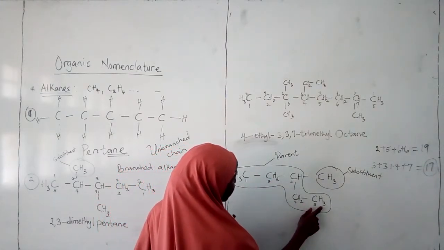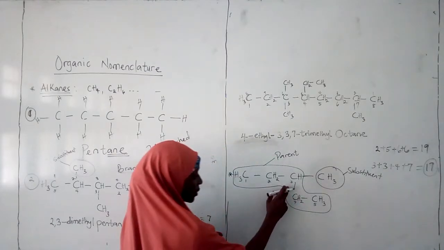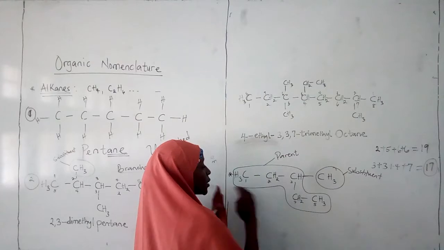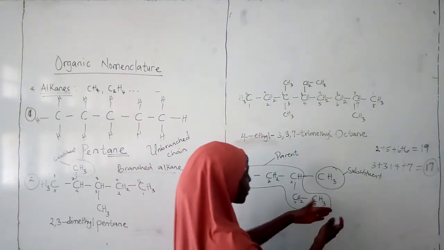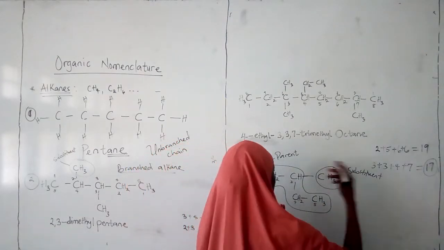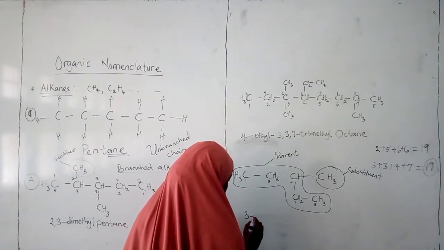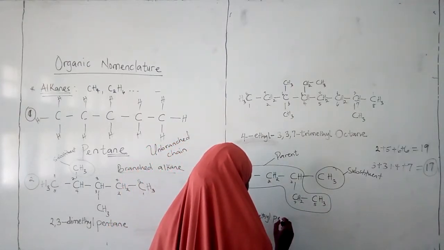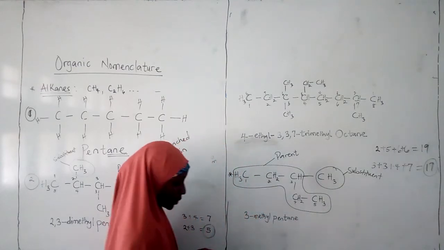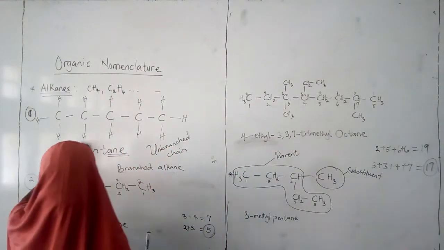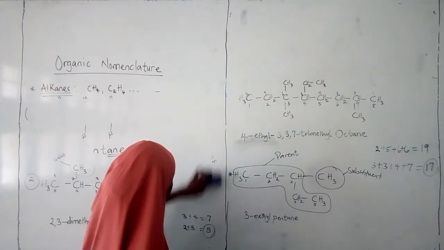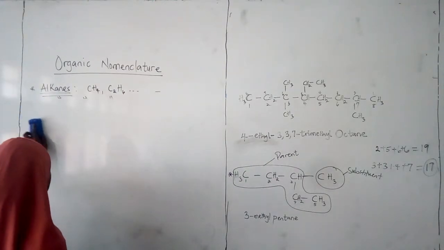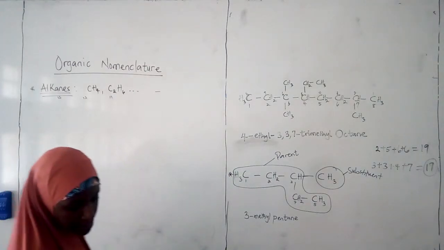Now the name goes like this. Since this is 1, 2, 3, 4, 5, here we have methyl at position 3. Now let's count from this side. It's still going to be 1, 2, 3. So if you count from this side, the methyl is in position 3, and if you count from the other side, the methyl is also in position 3. So we have 3-methyl. We have 5 carbon atoms, so 3-methylpentane. Now let's take another example.